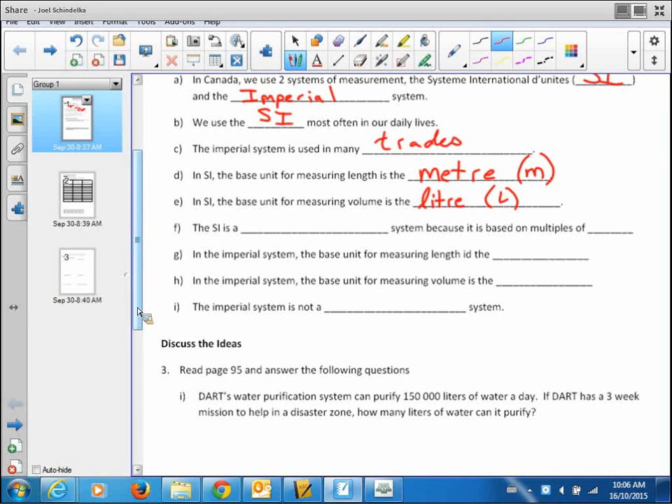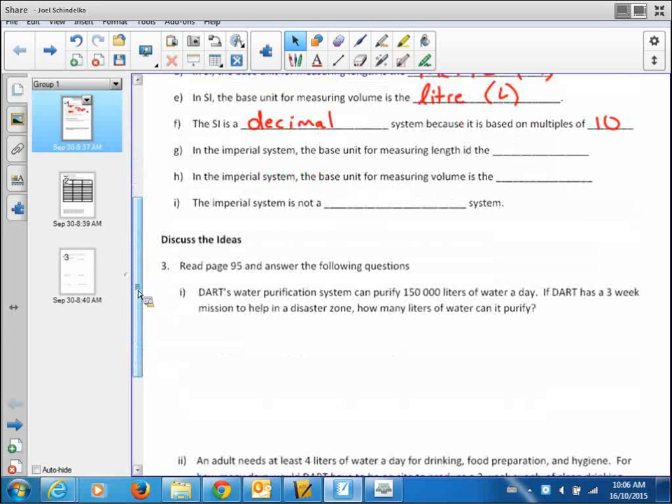Now, the SI system, we say it's a decimal system. That's a good thing, because everything's based on multiples of 10. So for example, when I say a decimal system, you can convert from centimeters to meters and centimeters to millimeters just by moving the decimal without actually changing the numbers. 1 centimeter is 10 millimeters, things like that. It's all multiples of 10. 100 centimeters is a meter.